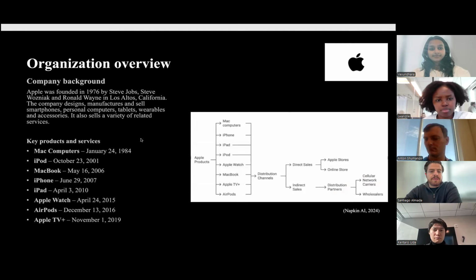So just to talk a little bit about Apple's background, it started in 1976. It was founded by Steve Jobs, Steve Wozniak, and Ronald Wayne in Los Altos, California. And these are some of the key products and services from Apple. They operate mainly by direct and indirect channels. Some of the main distribution partners are cellular networks and wholesalers.